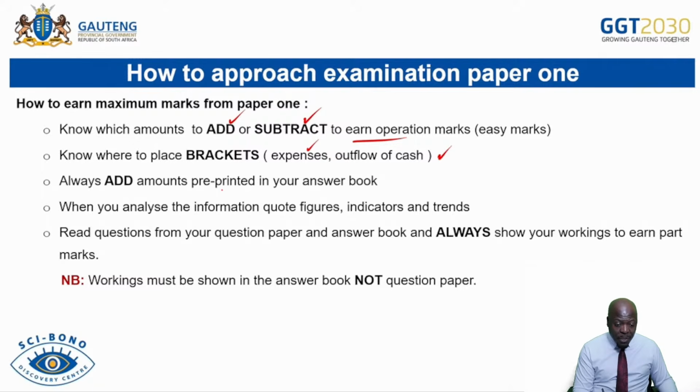And always add amounts pre-printed in your answer book. Even when you do today's paper, the examiner at times gives you pre-printed amounts in the answer book. When you are totaling, you must remember to add those figures. And when the examiner has shaded a particular area, do not struggle trying to get those figures. It means those figures are not required. When you analyze the information, quote figures and indicators and trends. I'm going to explain further when we answer this particular question.